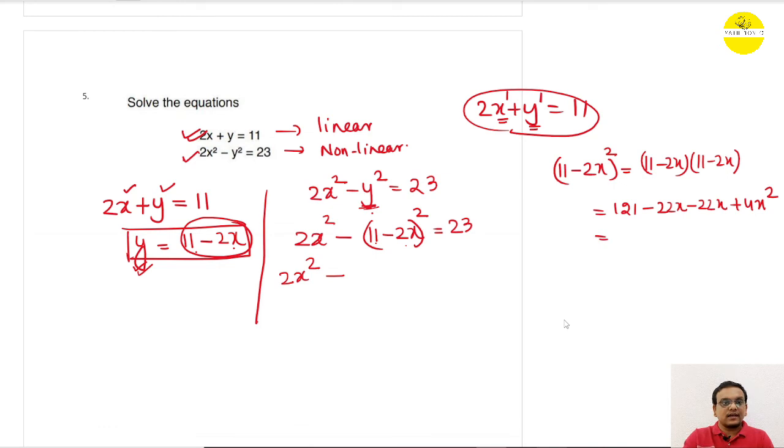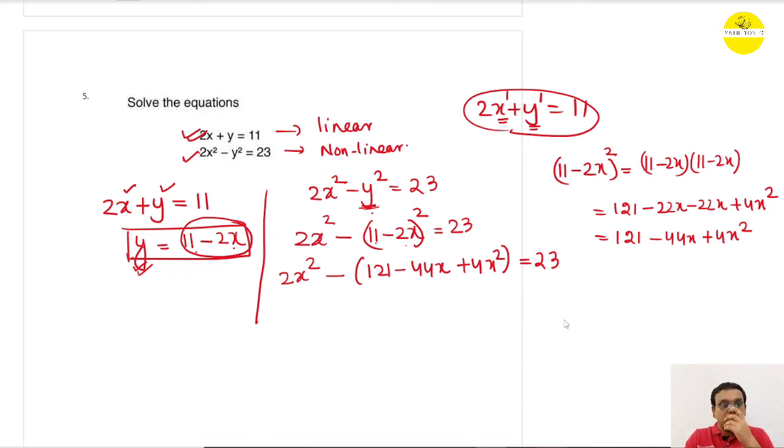So here I think you're getting 121 minus 22x minus 22x becomes minus 44x plus 4x squared. Understood clearly? Now can I write this one? I'm putting a bracket over here and writing 121 minus 44x plus 4x squared is equal to 23, right? And make sure that you are not forgetting that we have a minus sign here.